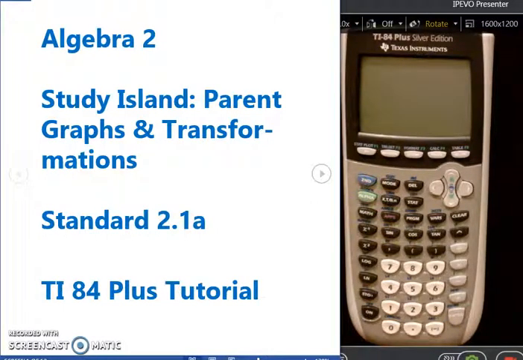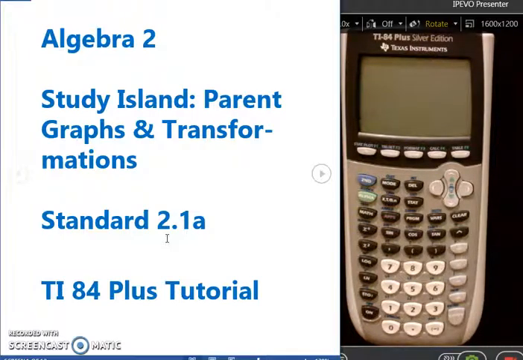Today I'm going to be showing you how to use the TI-84 Plus to answer questions in the Study Island lesson Parent Graphs and Transformations, under the Algebra 2 Standard 2.1a. I've gone into the lesson and pulled examples of the problems that can be done using the graphing calculator only. This is a way that you can check yourself, or if you get completely stuck on a problem, a skill you can fall back onto so that you can still do well on the EOI.